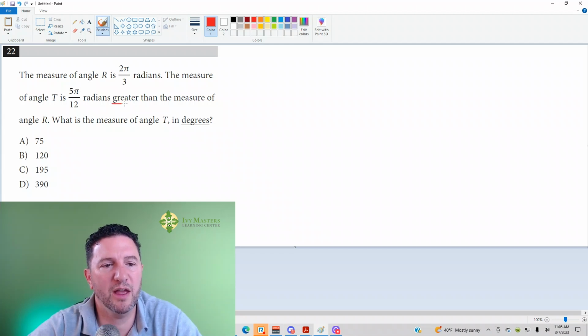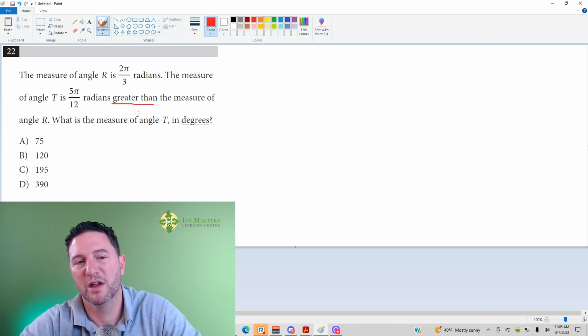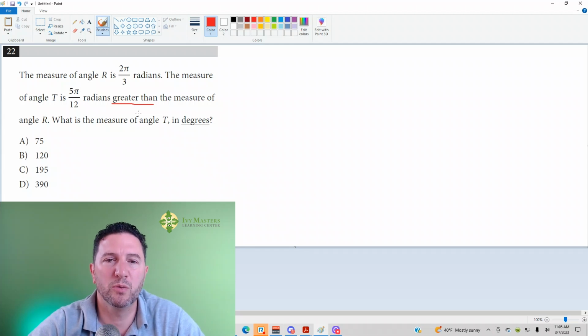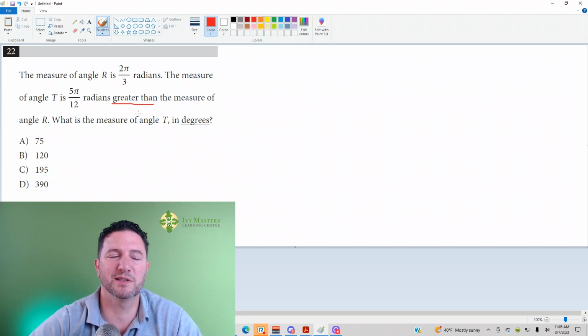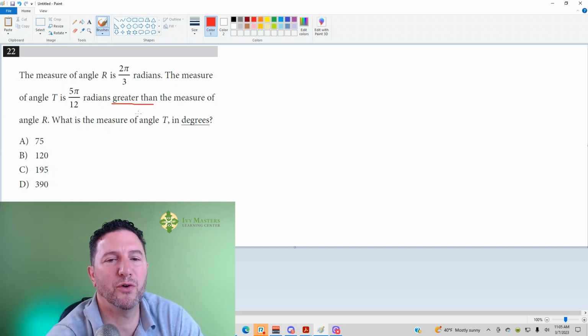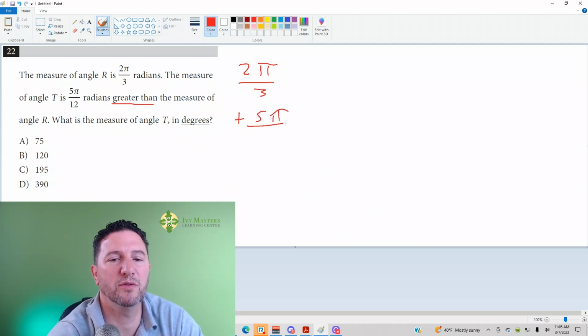First off, you got to say, hey, it's greater than, so we've got to add. We can do this two different ways. We could either add the fractions first and then convert to degrees, or we could convert to degrees for both of them and then add. I'm going to add the fractions first. For starters, maybe we'll look at it the other way as well. 2 pi over 3 plus 5 pi over 12.